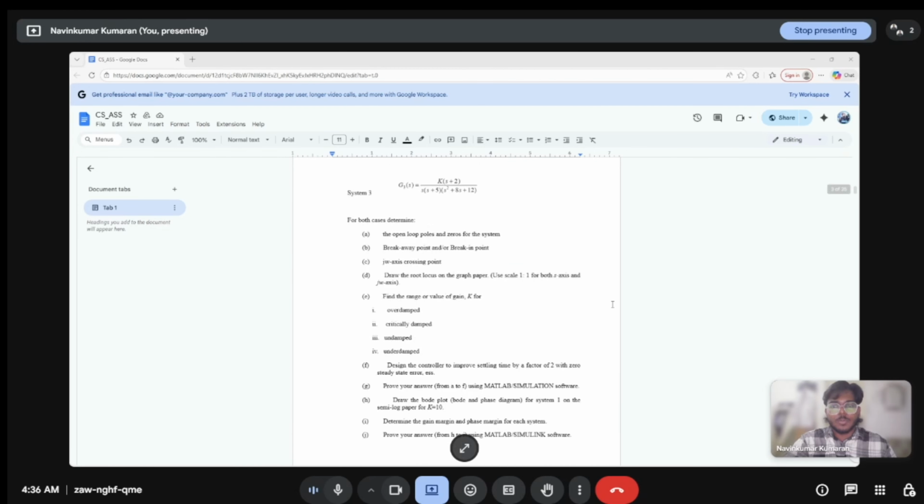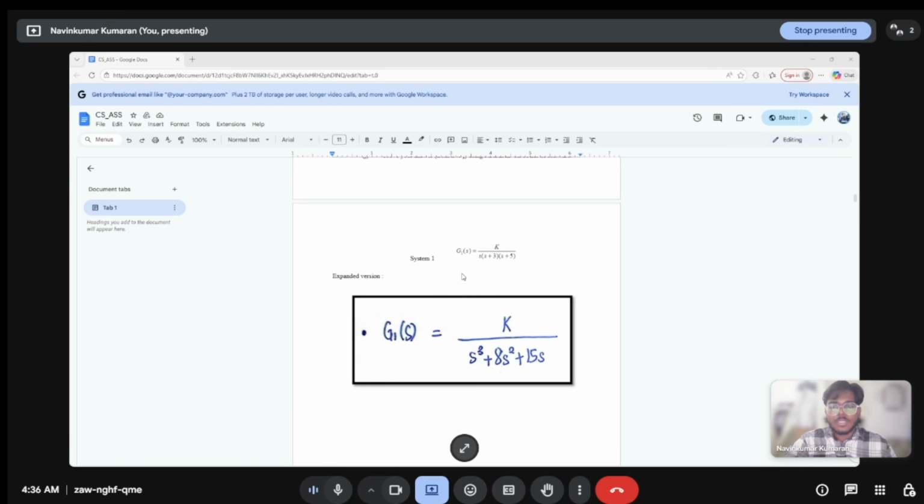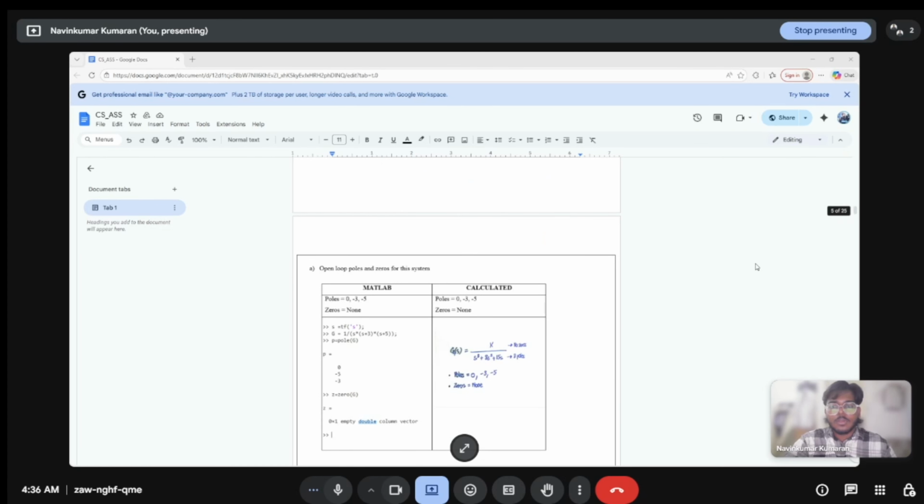I have done System 1. This is the expanded version of the transfer function as stated. These are the poles and zeros for the system. The poles are 0, negative 3 and negative 5, and zeros are none.